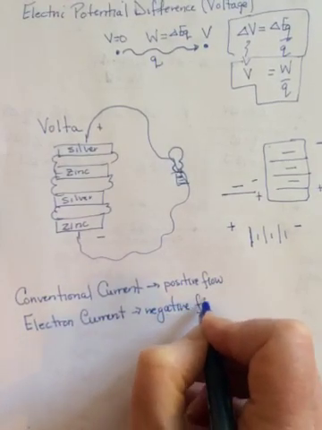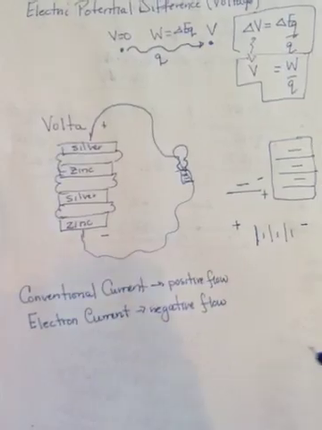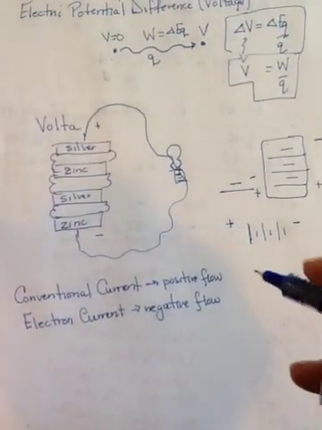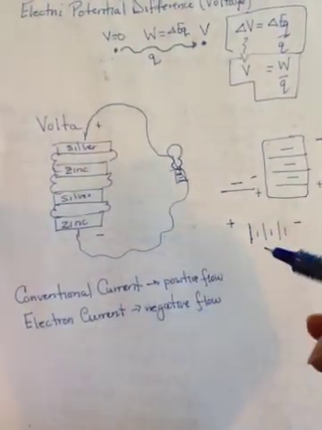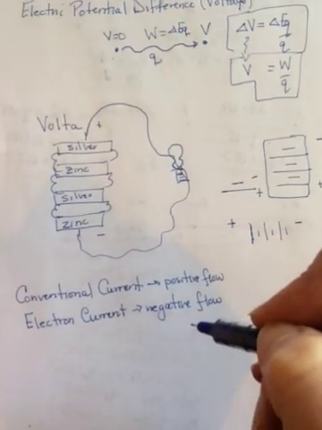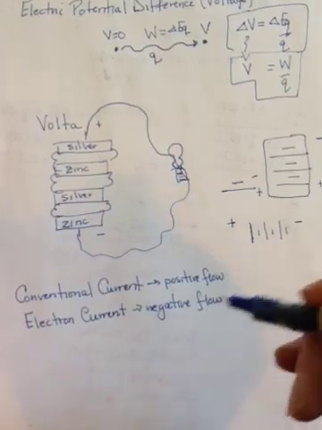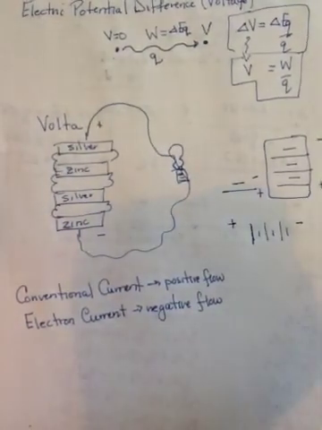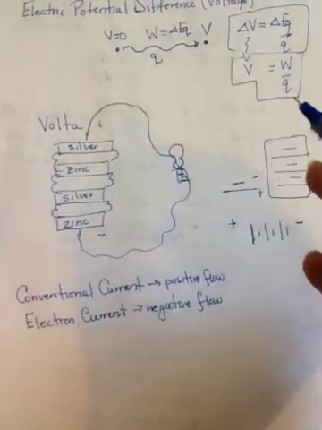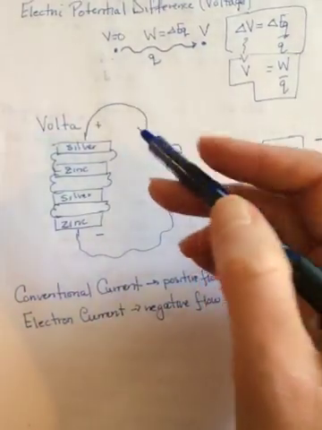Now, I use electron current, but your textbook doesn't always. Electricians tend to use conventional current. Physicists and electrical engineers tend to use electron current. So I want you to know that both exist depending on where you go in your life, so that you'll be ready. In the end, it really doesn't matter.